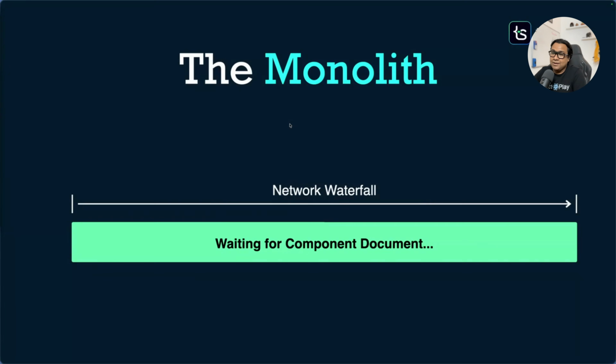Coming back to SSR, server-side rendering, the classic SSR relies on a single blocking pass. What does it mean? It means that the server generates the full HTML, we have seen that, then sends it and the browser paints it. And finally, the JavaScript bundle loads and makes it interactive. This whole process is very much monolithic. It creates a network waterfall. The final UI you see on the browser waits for the component document to get loaded completely.